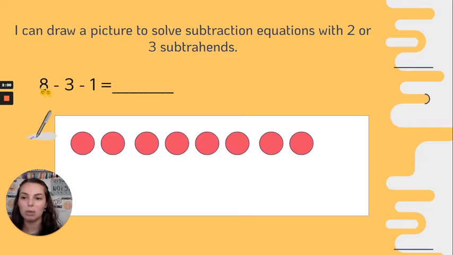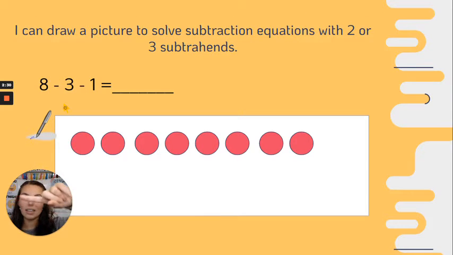So the first number tells me how many I start out with. So in your mind you can pretend I have 8 dolls, I have 8 cars, I have 8 apples, whatever you want to think of them as, but we just draw dots to make it easier on ourselves. So here I have 1, 2, 3, 4, 5, 6, 7, 8. And now what does this minus sign mean? Think about, what does the minus sign mean I need to do?